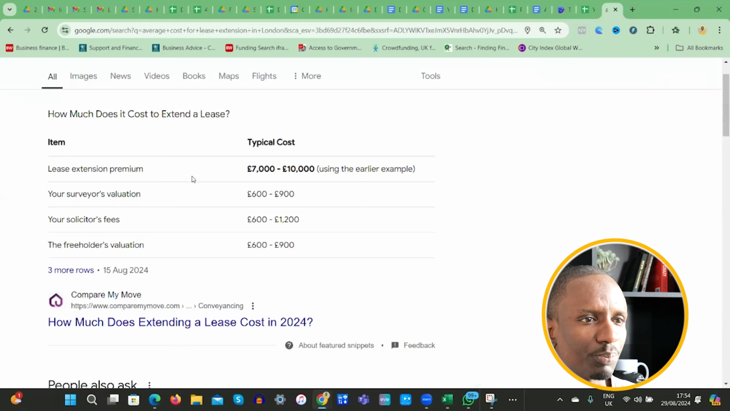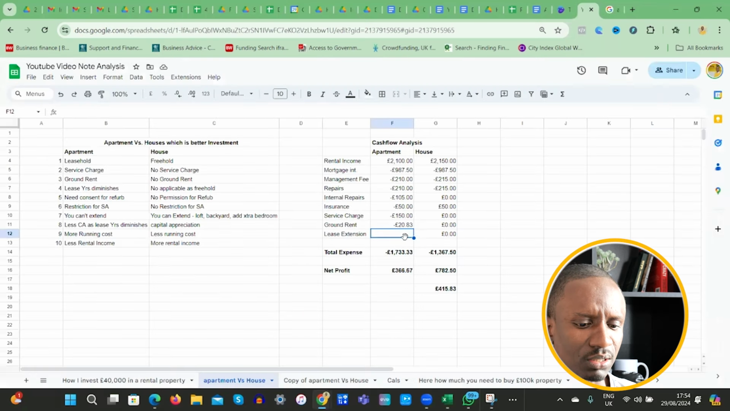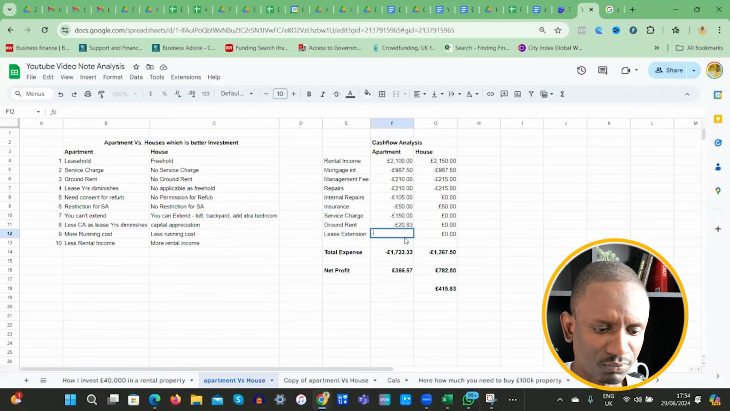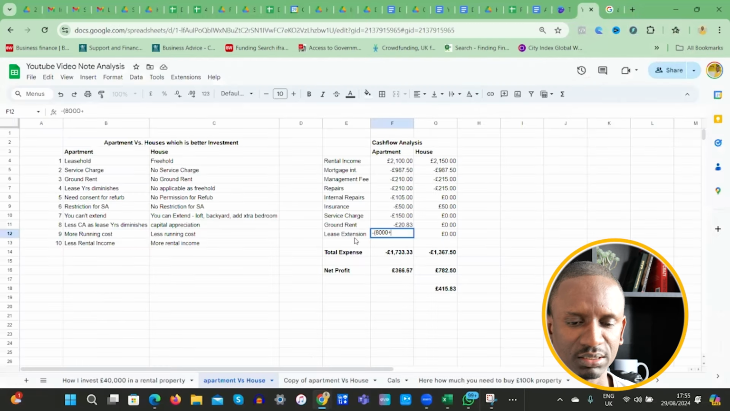So lease extension premium is about 7,000 to 10,000 pounds. So obviously we're not going to go for 7,000 and we're not going to go for 10,000. Let's say perhaps it will cost about 8,000. So let's put 8,000 here. And then they said here your surveyor valuation, obviously going to value the property as well. Let's say that was about 800 pounds.